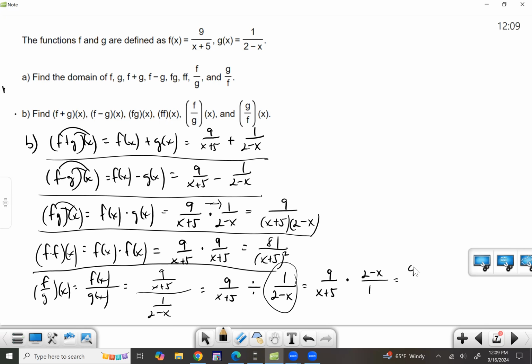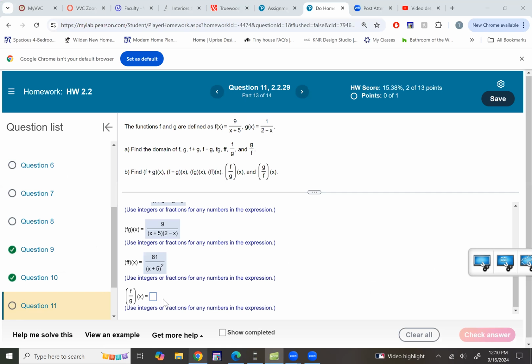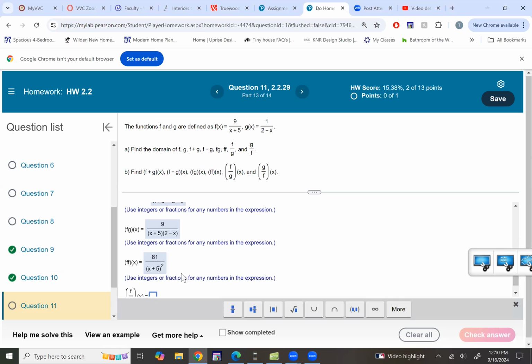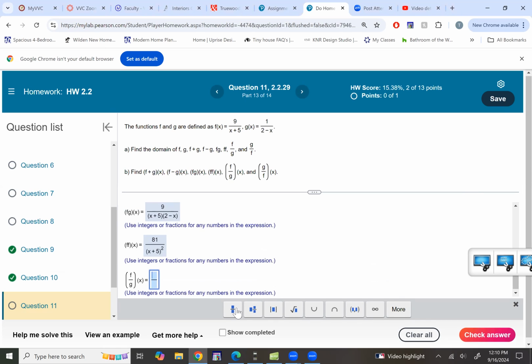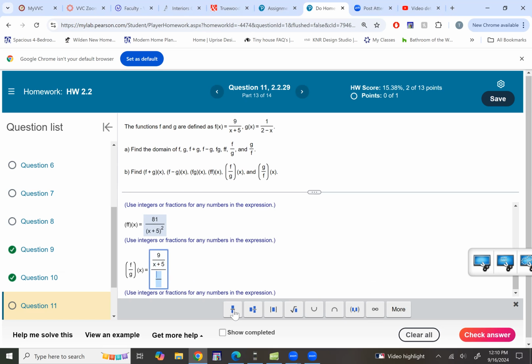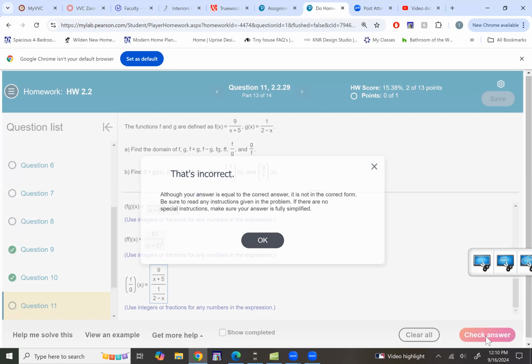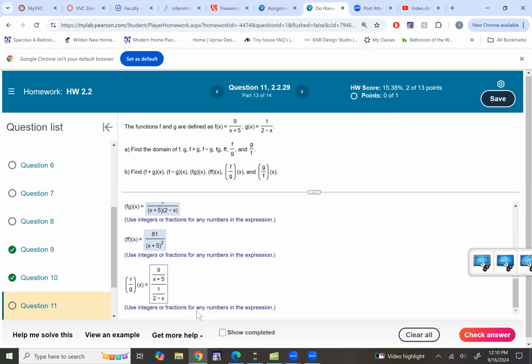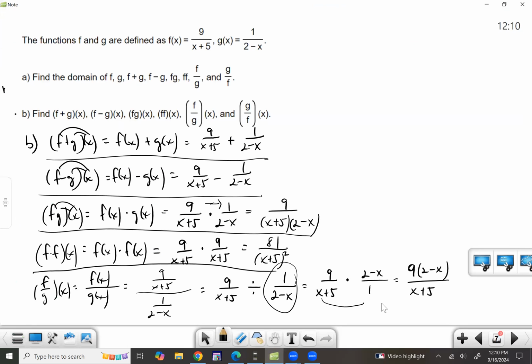So this is really going to be 9 multiplying by 2 minus x over x plus 5 multiplying by 1. Well, multiplying by 1 doesn't do anything. So let me see if it lets us leave it like that. First of all, let me check and see if it lets me leave it as this. Because the laziness in me is like, how much math do I need to do here? So let me see. If it lets you leave this, I will be shocked, but let's see. Okay, it didn't. So it does want us to keep going. It does want us to do this flip and multiply thing.